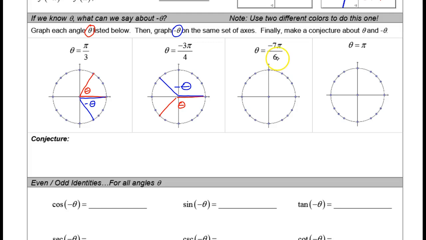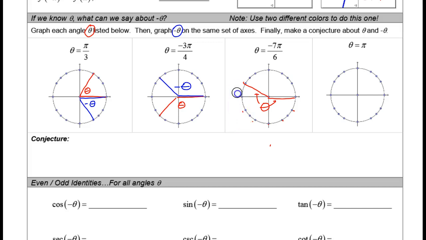So theta in this third example is negative 7 pi over 6. So I have my initial side there in standard position, and negative 7 pi over 6, that's going to be 1, 2, 3, 4, 5. So negative 7 pi over 6 shows up there. And that angle right there is theta. And that theta is measured this way.